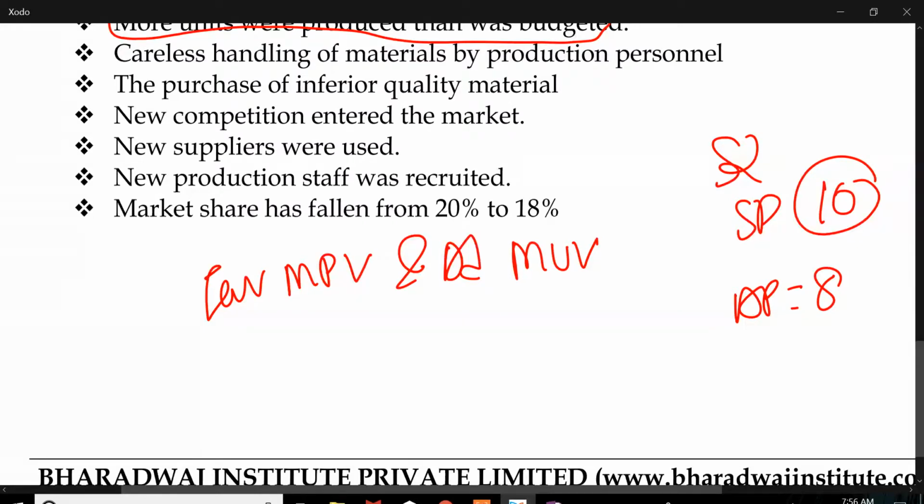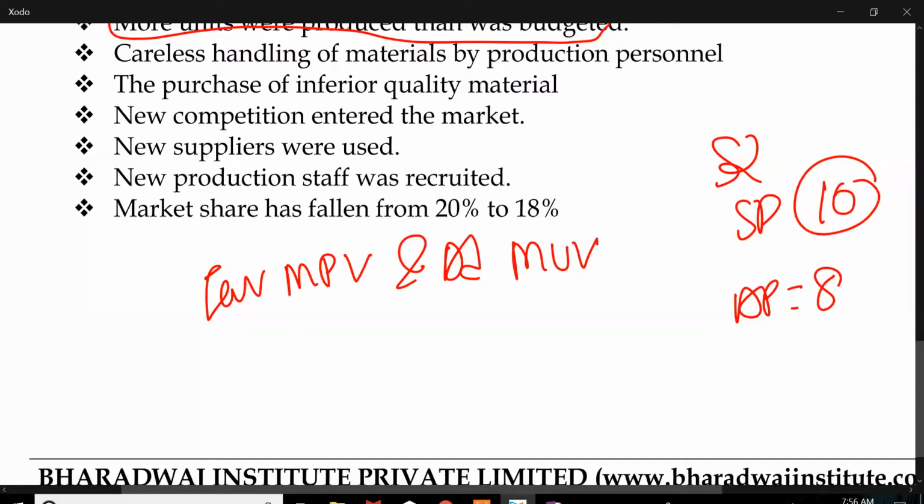So when competition comes in, there is a high probability that price will come down, and a moderate or low probability that volume will also come down. So you can write adverse sales price variance and adverse sales volume variance.